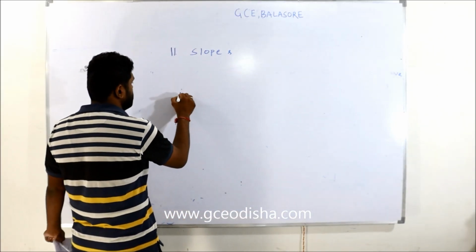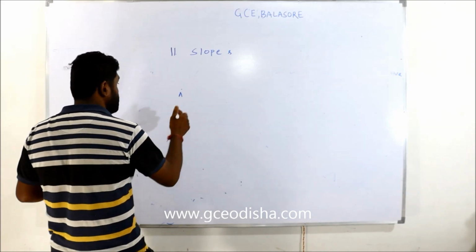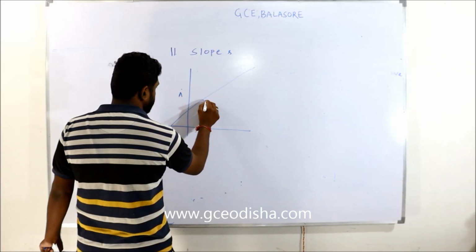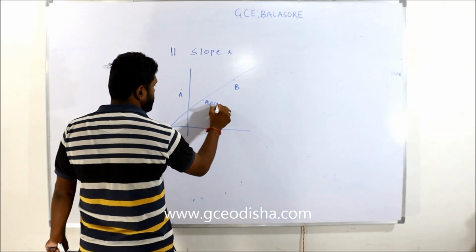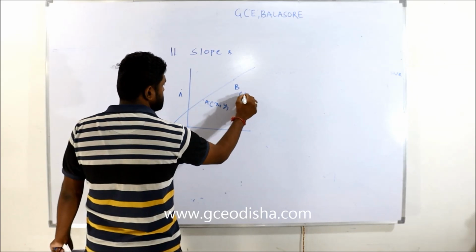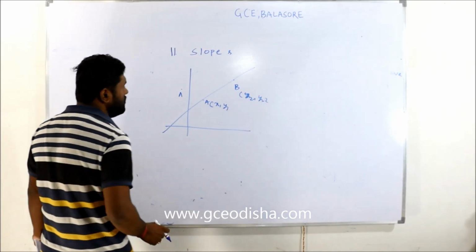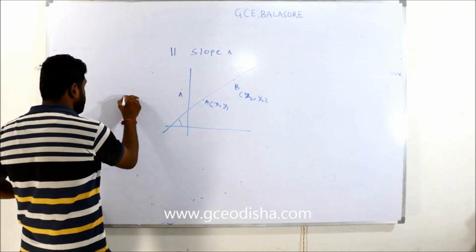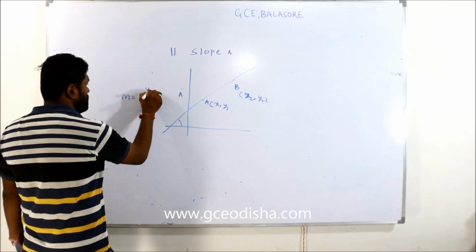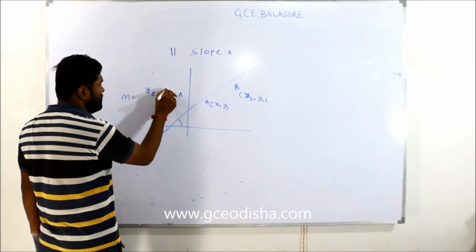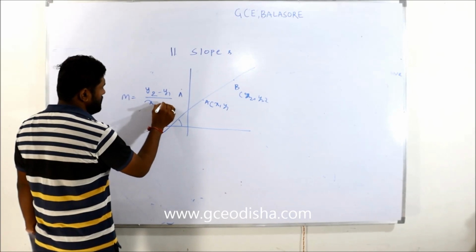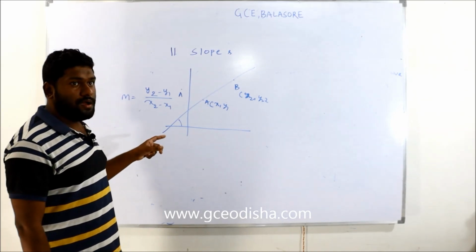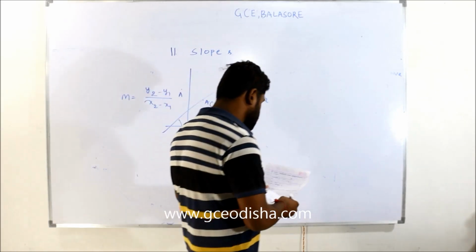There are 2 points given, point A and point B, on this line. Point A has coordinates x1 y1, point B has coordinates x2 y2. Then how will you find the slope if you don't know theta? Then m is equal to y2 minus y1 divided by x2 minus x1. When the coordinates are given, then slope is y2 minus y1 divided by x2 minus x1.